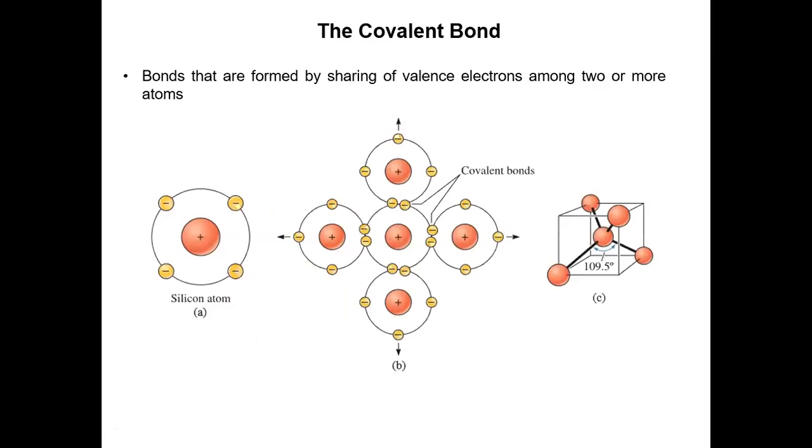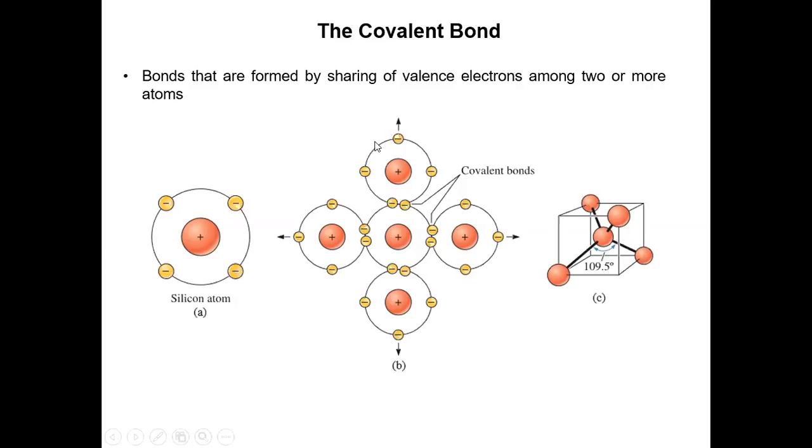Let's see about the covalent bond. I'm sure you have heard about covalent bond, right? That means if one atom has valence electrons, it shares them with some other atom to become stable, because atoms always try to fill their outer energy shell to become stable. In that case, they share their valence electrons with other atoms.